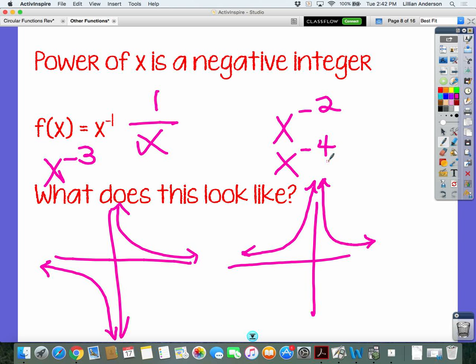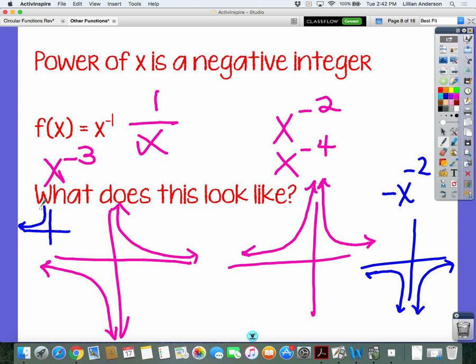What would actually cause this to be at the bottom? Like what would cause your graph to look like this? Negative. It would be a negative. Okay? So that would be an example of negative x to the -2. Okay? And along with that, these could also be switched like so, and that would be a negative x to the negative 1. Okay?